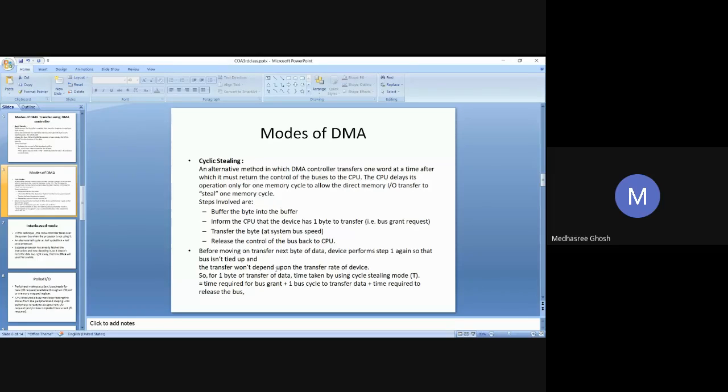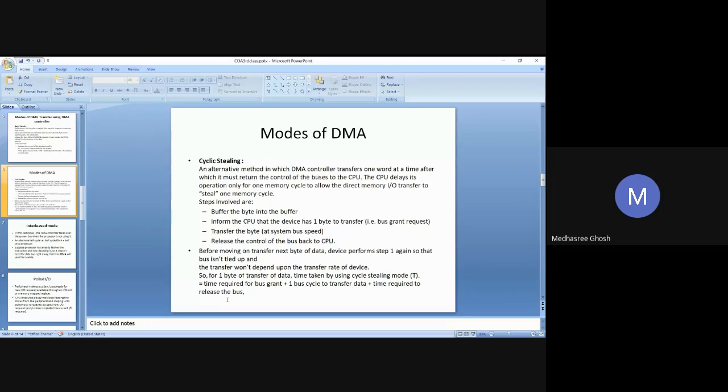First of all, it will always request the bus. Whenever the CPU grants the bus grant signal, then one bus cycle is used to transfer the data. It doesn't count any data register or how many bytes are transferred in a single clock cycle; that doesn't matter. In one clock cycle, it will transfer data. And until all the data has been transferred, it will keep doing this cycle stealing. And then the time required to release the bus.